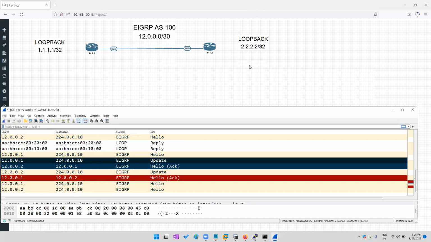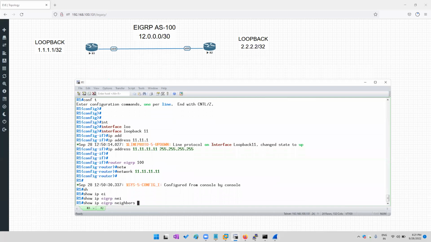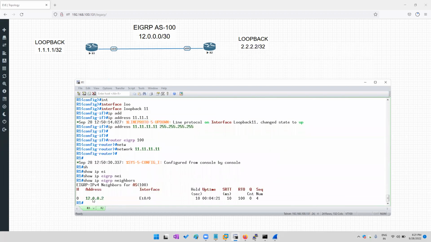One more thing. Go to the R1 side and verify with show ip eigrp neighbor. R1 says my neighbor is 12.2. On which interface is R1 connected to this neighbor? E0/0. R1 is running the hold timer. How long ago did this neighbor come up? 4 minutes 21 seconds ago. Smooth round trip time.